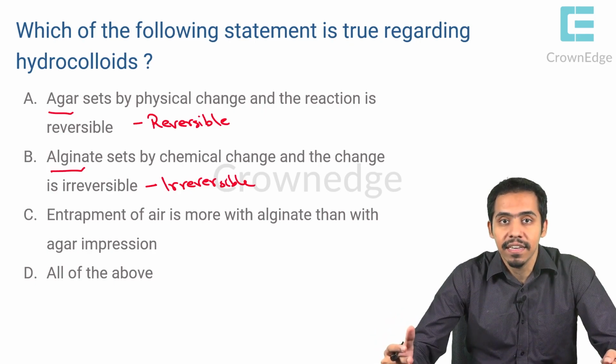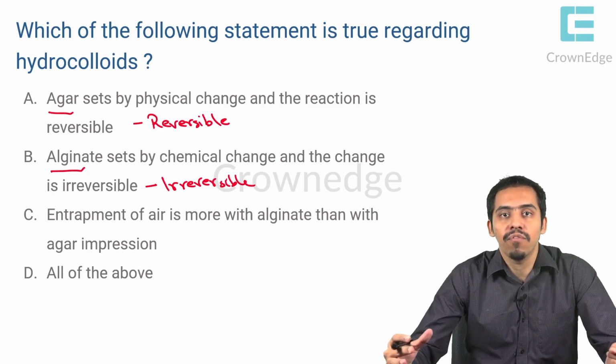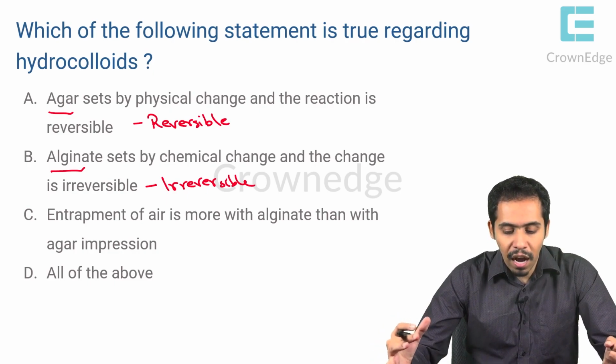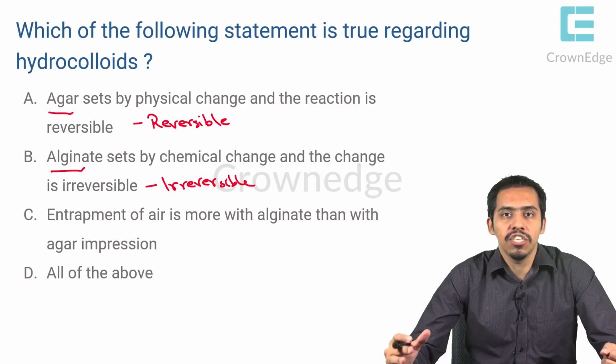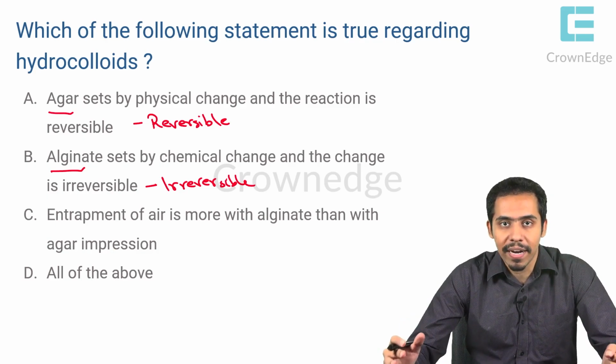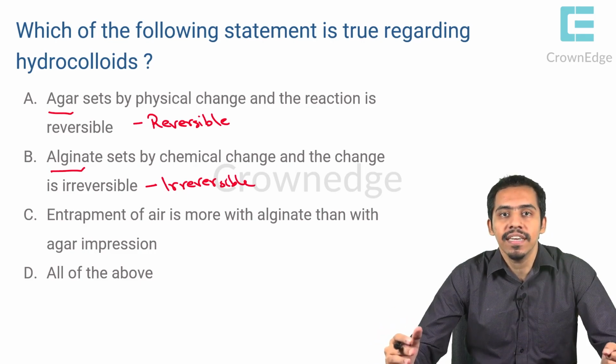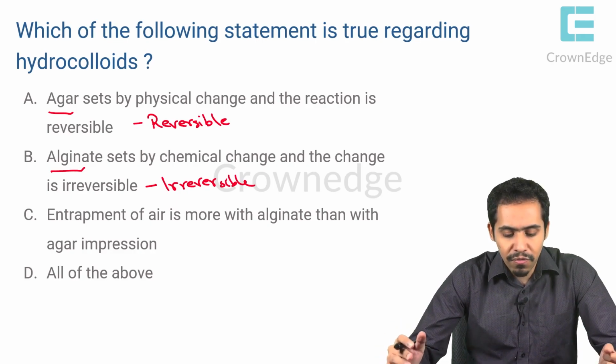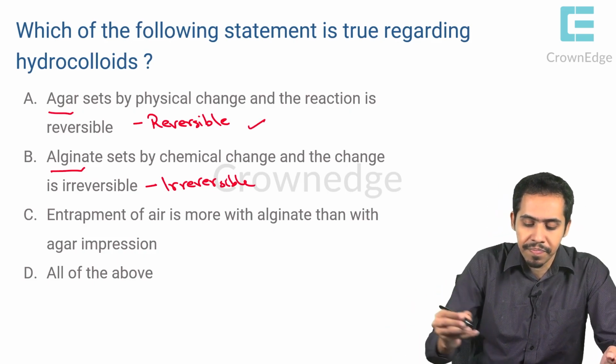Whereas in alginate, it is because of the reaction of various amount of components present in the mixture along with water, which gives us the final product which is used as an impression material. So when you're answering a question about agar and alginate, it's always best to get the basics right. Agar, it's always a physical and a reversible material, whereas alginate is an irreversible and a chemical material. So let's look at the options that we have. The first one is agar sets by physical change and the reaction is reversible. That is a correct statement. All right, so that's perfect.